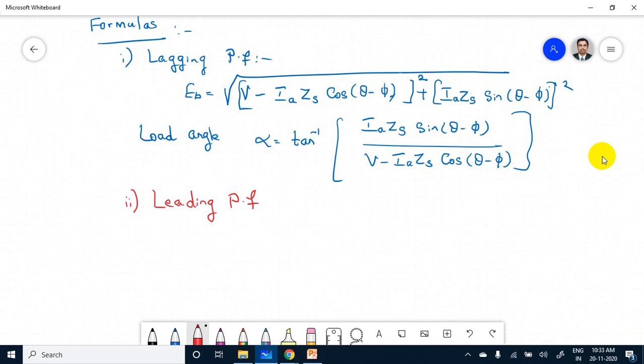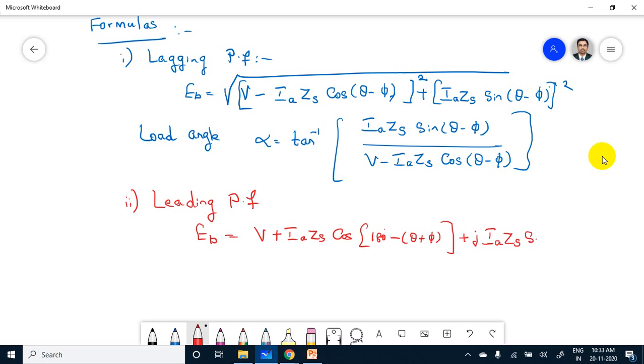In terms of leading power factor, EB equal to V plus IA ZS cos of (180 degree minus theta plus phi), plus j into, because we are writing in terms of imaginary terms, IA ZS sine of (180 minus theta plus phi).